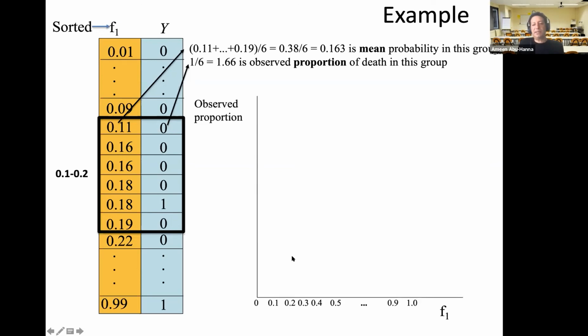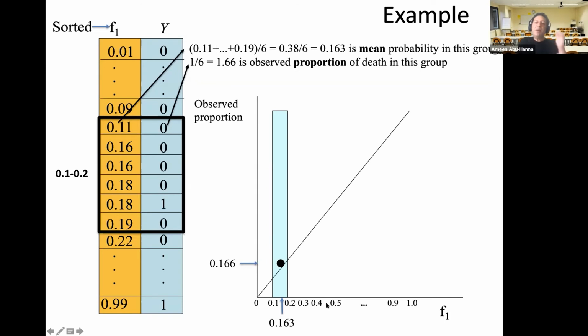So it looks like this. Now this is the calibration graph we're going to construct. On the x-axis, we have the predicted probabilities of dying, this F1. So I order them. And on the y-axis, I have the proportion that I just showed you how to calculate. So for this group, I take all these patients, 1, 2, 3, 4, 5, 6. I have 6 patients. Their mean was this. Their proportion of death was that. And this is the point.